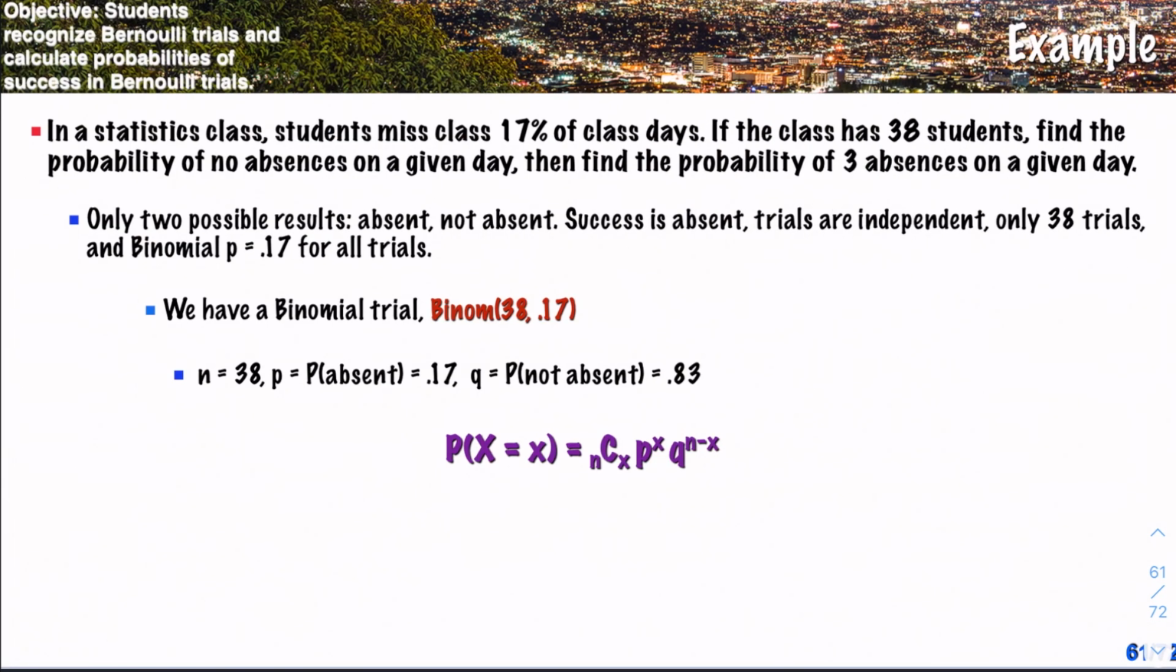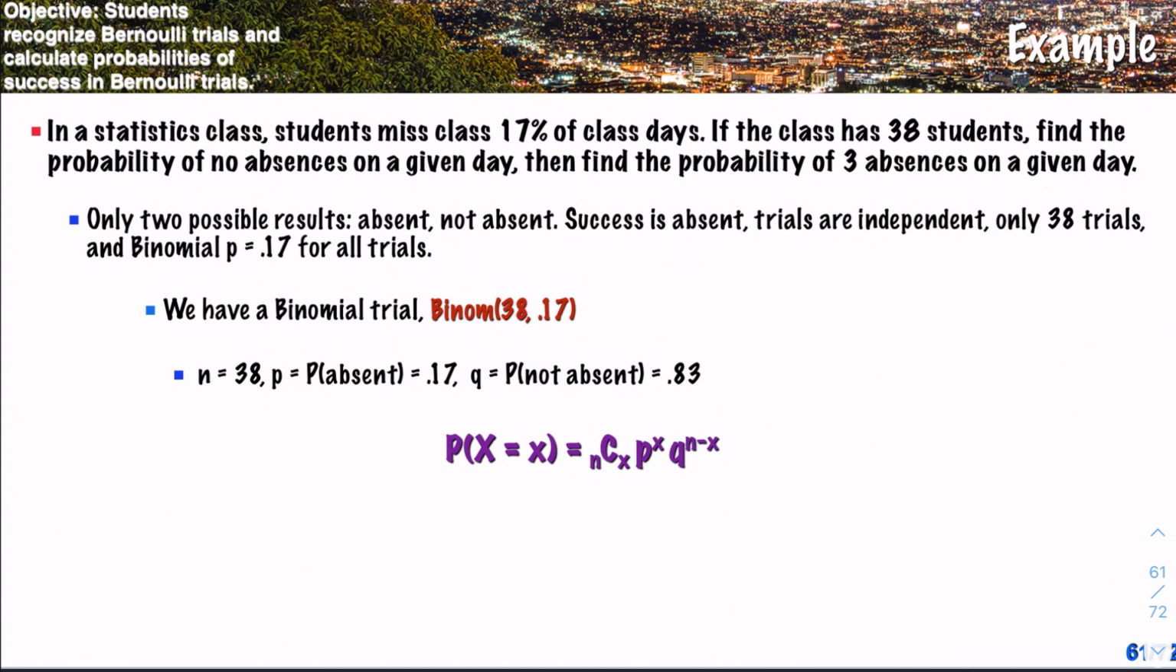In a statistics class, students miss class 70% of the class days if this was a normal year. If the class has 38 students, find the probability of no absences on a given day. Then find the probability of 3 absences on a given day. So there's only 2 possible results. Either you're in class or you're absent. Success is absent. Trials are independent. No, there's only 38 trials. So the probability of success is 0.17. It's weird to think absent is success, but okay. So we have a binomial trial.